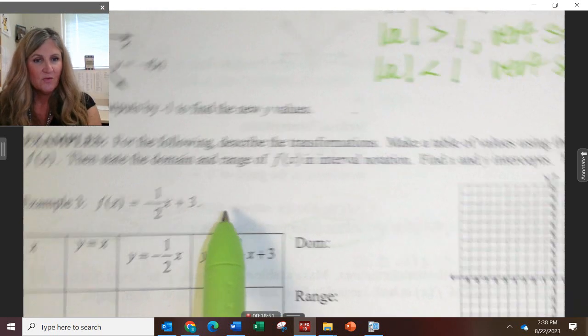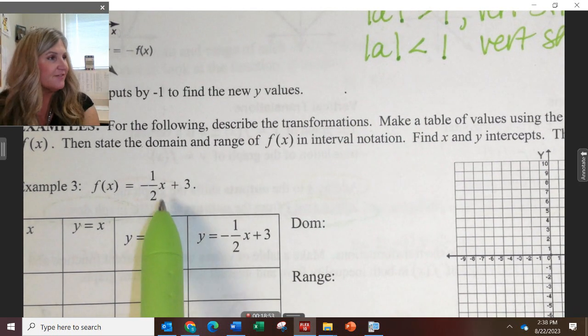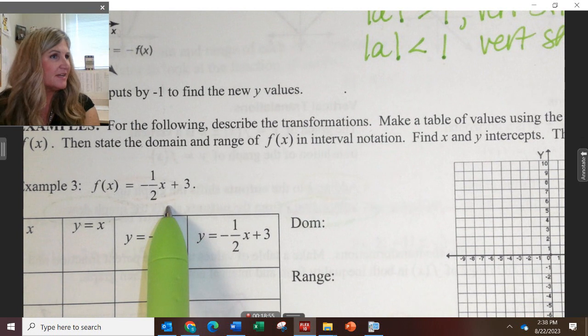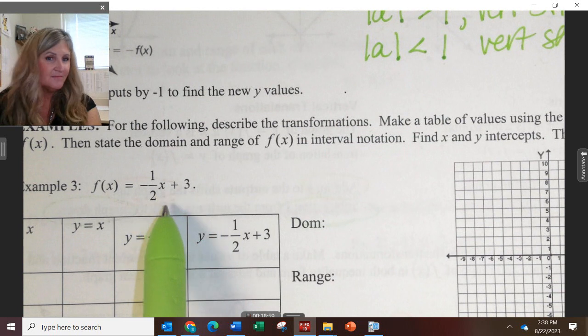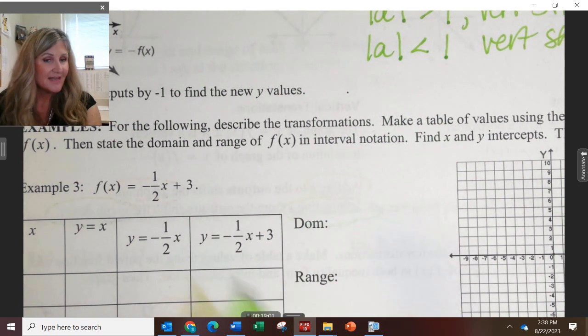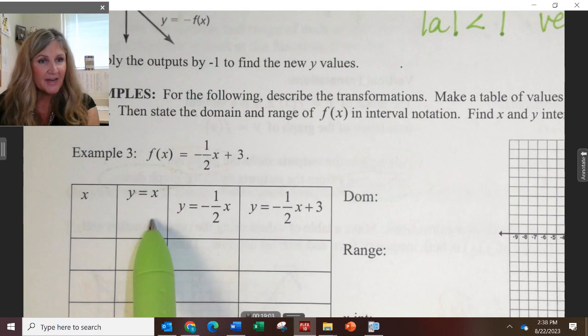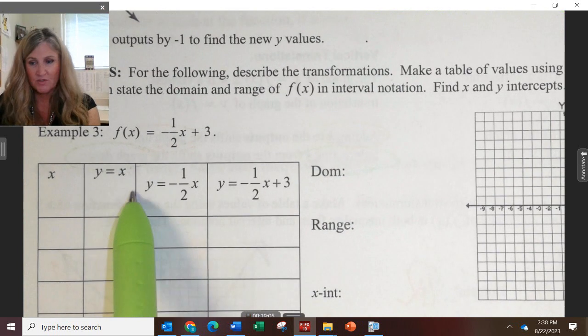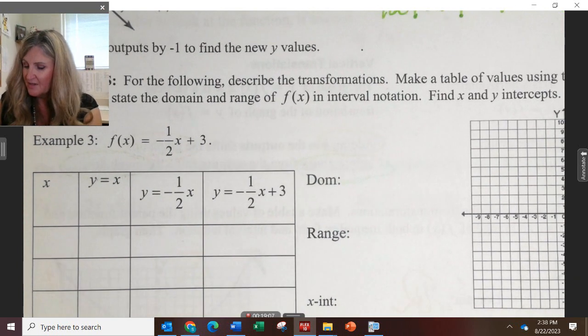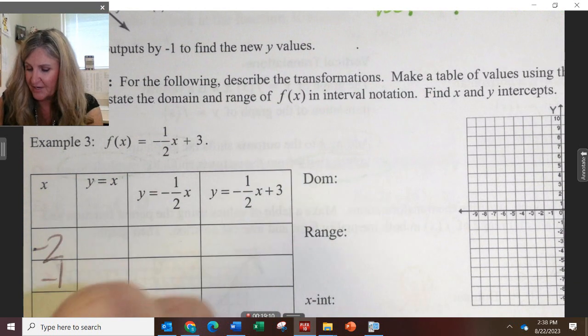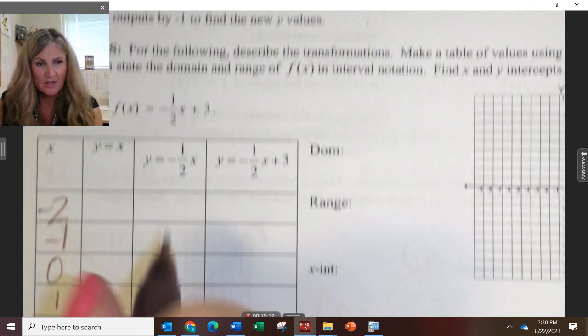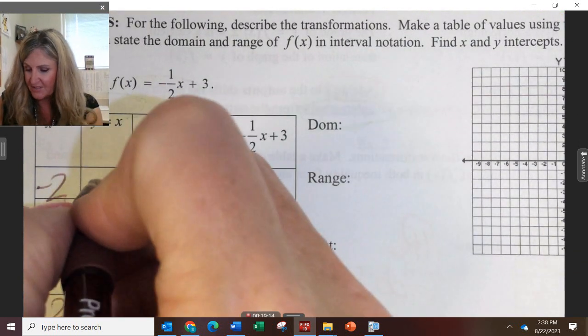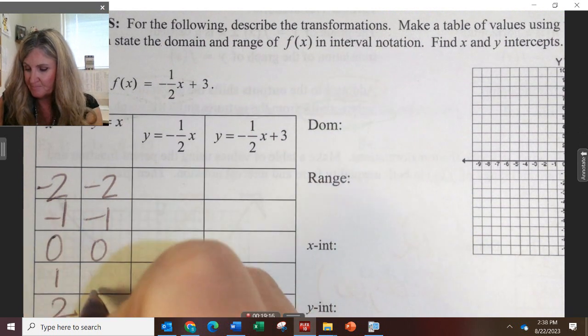All right, we're going to do this with a linear function now. How do I know this is a linear function? It just has an x. That's why it's a linear function. The parent function is just y equals x. So I'm going to use my -2, -1, 0, 1, 2. Y just equals x, so it's going to be the same thing.